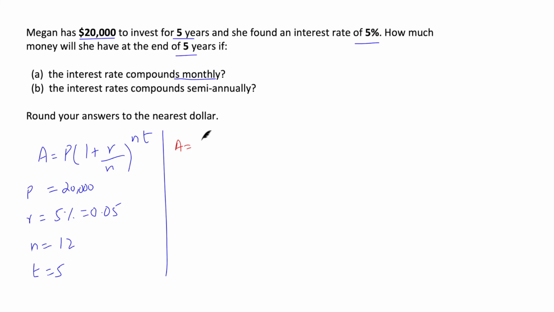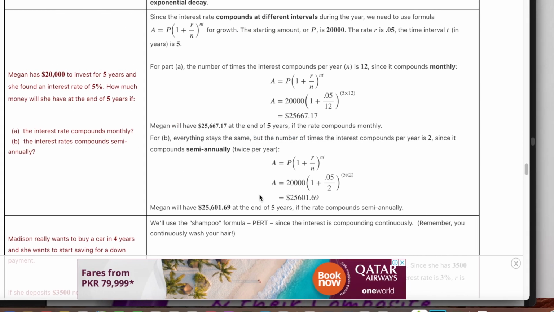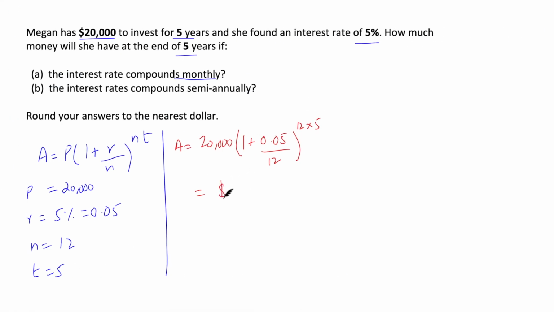The equation will look something like this. A equals 20,000 into 1 plus 0.05 over 12, raised to power nt. n is 12 and t is 5. This is the equation that you have to solve. And if you solve this, use the calculator, the answer that you will get is $25,667 rounded to the nearest dollar.